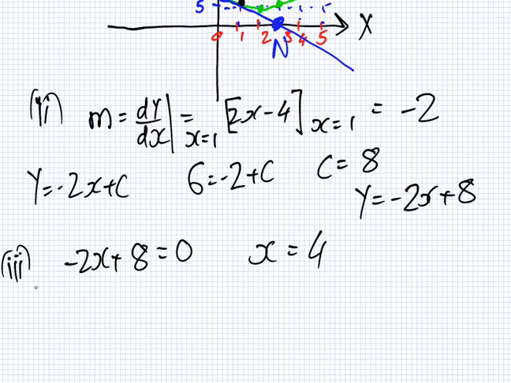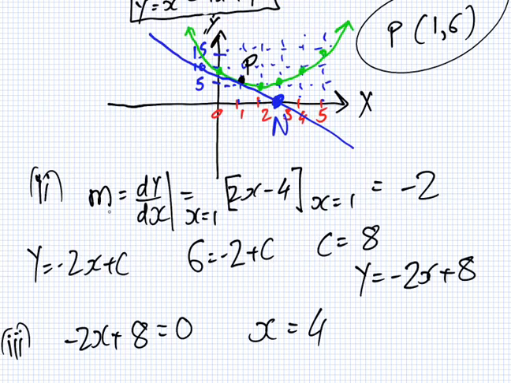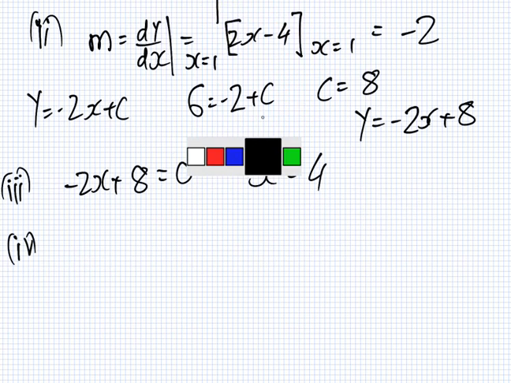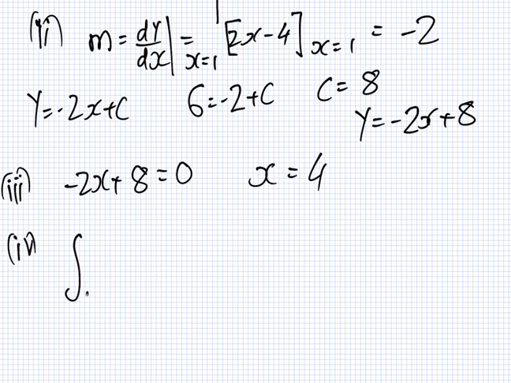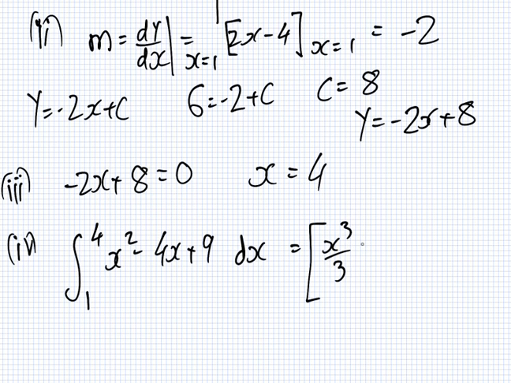Okay. Now, part 4 is they want the area between the curve and the x-axis from 1 to 4. So I'll draw it here in green. They want this area from 1 to 4, so they want all of that area. That means we must use our integration: the integral from 1 to 4 of x squared minus 4x plus 9 dx. So that will equal x cubed over 3 minus 4x squared over 2 plus 9x, from 1 to 4.